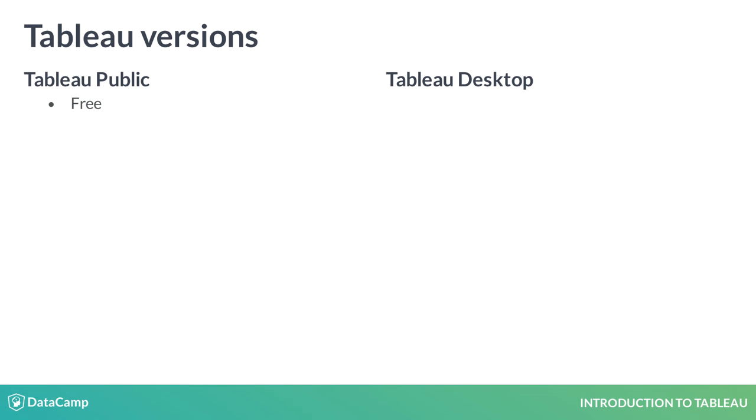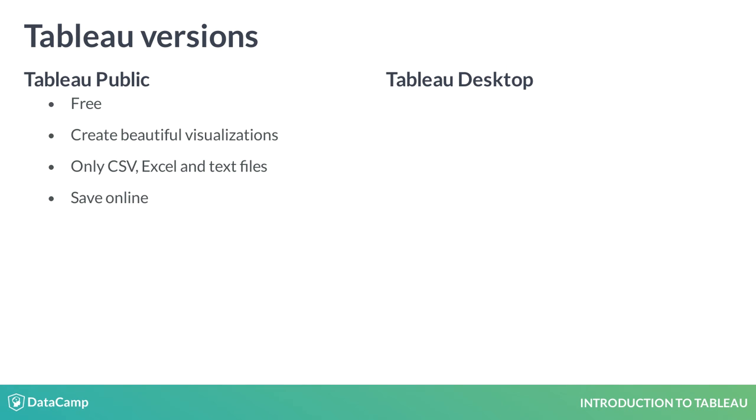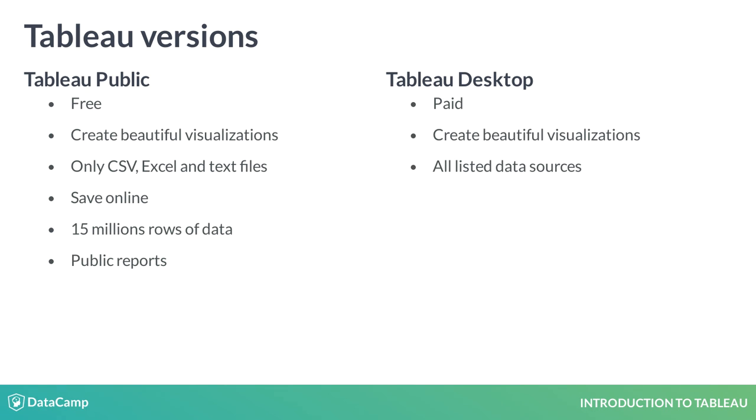It has most of the software features. You can create visualizations and connect to data like CSV, Excel, and text files. However, you can't save your workbook locally and can't load more than 15 million rows. Your worksheets are stored publicly on Tableau's gallery, so using Tableau Public with sensitive data is definitely not recommended. The professional version requires a license, and you can create visualizations, connect to all data sources, save your work locally, and add an unlimited amount of data. In this course, we will be using Tableau Public.